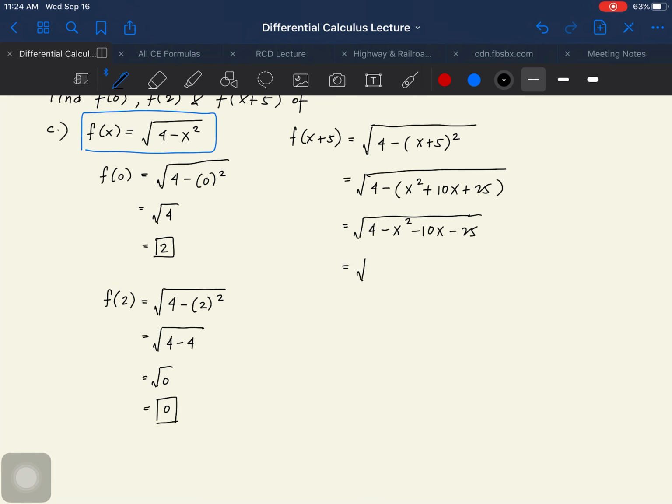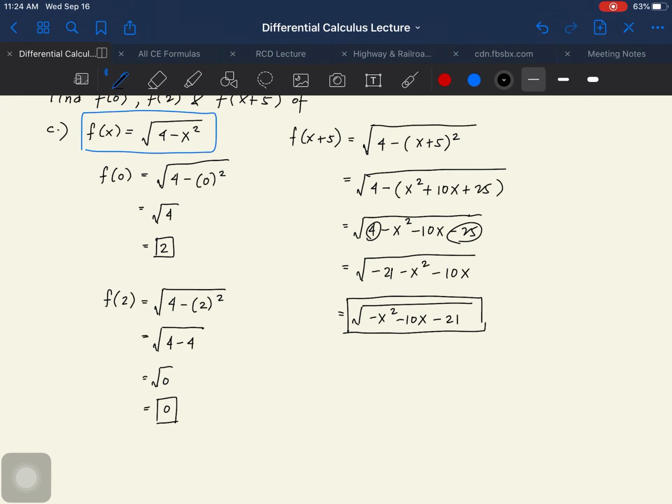So we have here a constant and constant. What is 4 minus 25? That is negative 21. Minus x squared minus 10x. So let's arrange this one. We have negative x squared minus 10x minus 21, all under the square root. Okay, I will be accepting this.